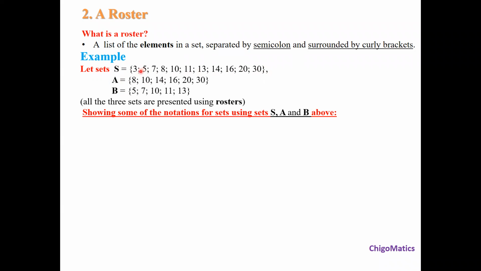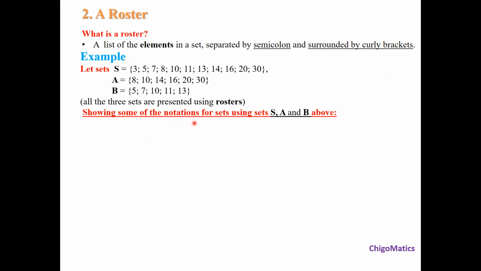Then the elements are separated by a semicolon: 3; 5; 7; 8; and so on up to 30. Set A is written with those elements, set B with those elements. All the three sets are presented using rosters. So when we represent sets using rosters, we make sure we use curly brackets, and the elements are separated by a semicolon.